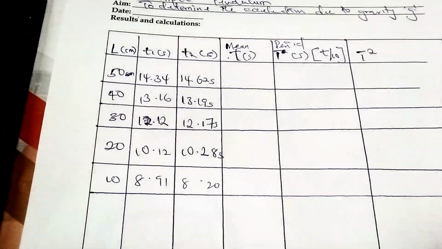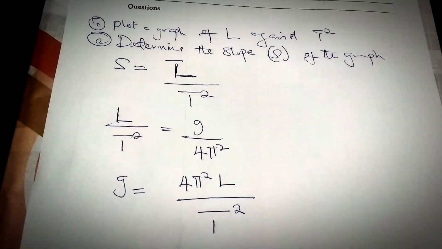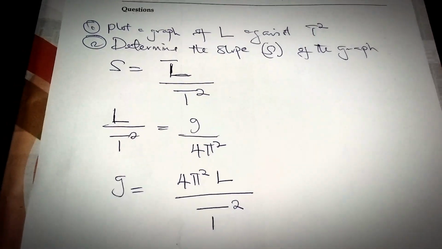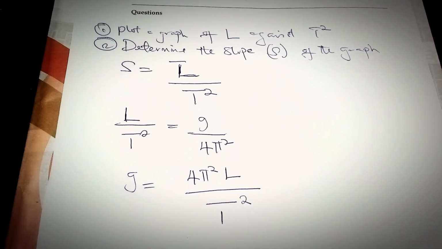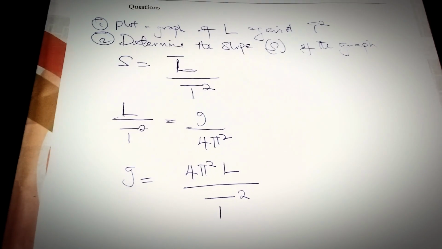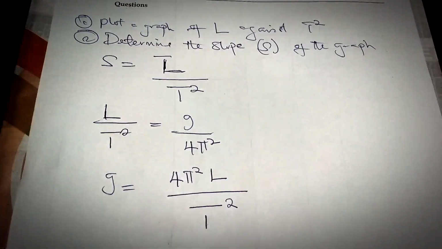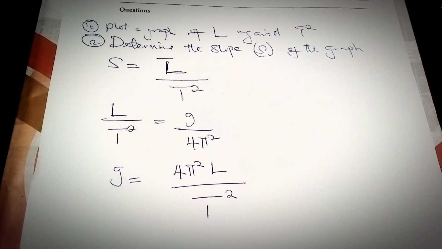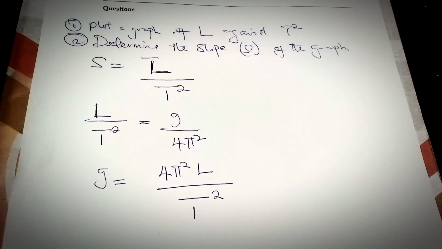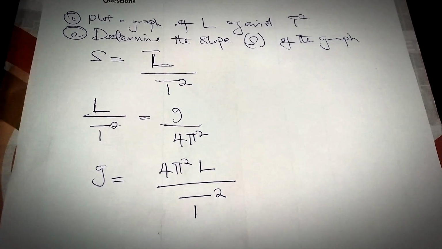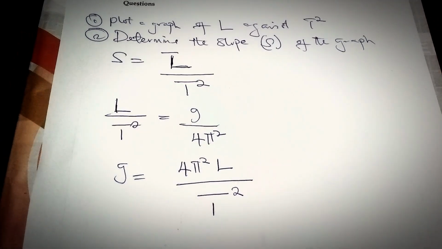Then after that you will compute your T square. That means the period of oscillation T raised to power 2. And the next thing we do is we plot a graph of L, that means the length of the pendulum bulb, against T square. Just as I said, the simple pendulum experiment gives us a variation between the length of the pendulum bulb and the period of oscillation.